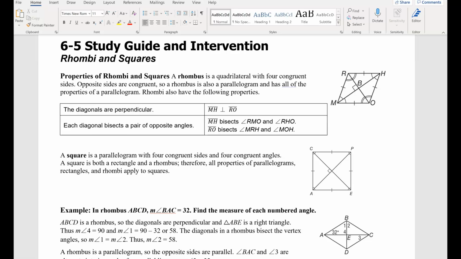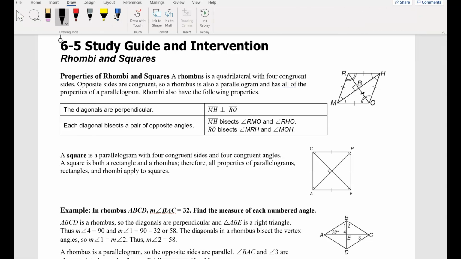The last two parallelograms that we're going to look at here in Chapter 6 are the rhombus and the square. And with the rhombus, we're going to see a couple of properties to begin with. The diagonals are going to be perpendicular to each other. We know that with any parallelogram, diagonals always bisect each other. So if it's a parallelogram, the diagonals bisect each other. But specifically if it's a rhombus, they are perpendicular.